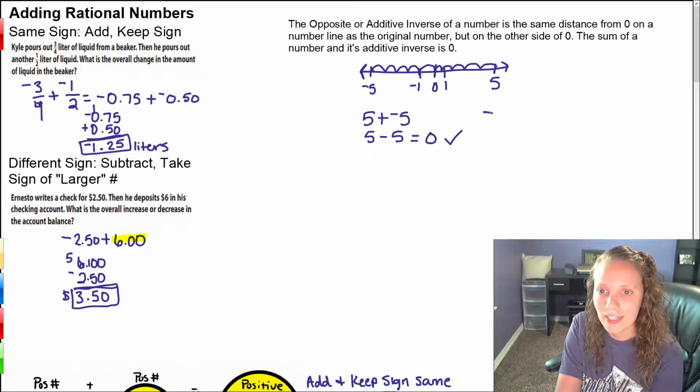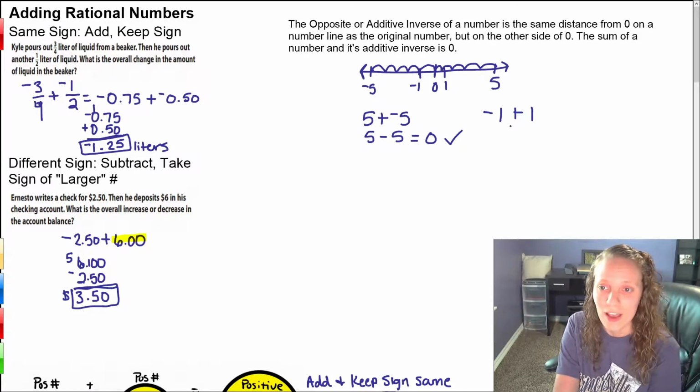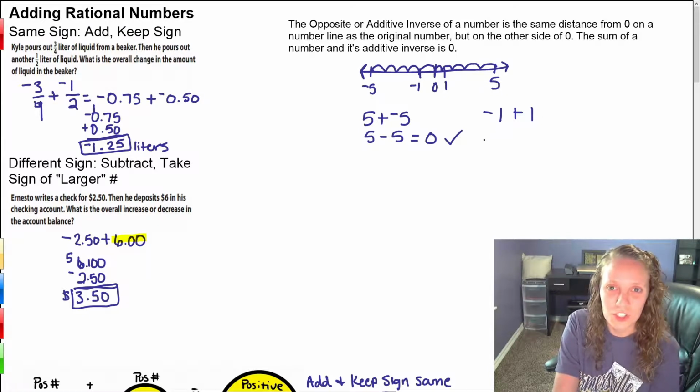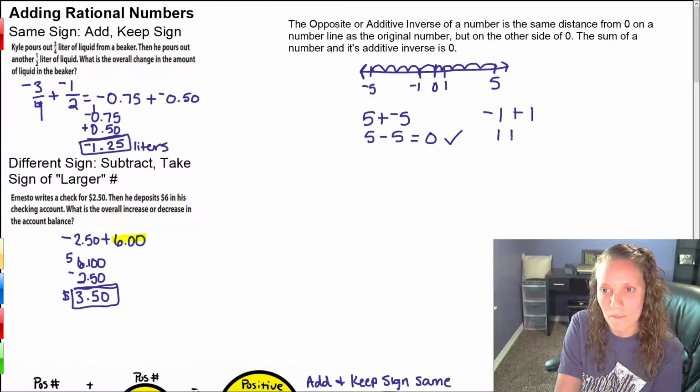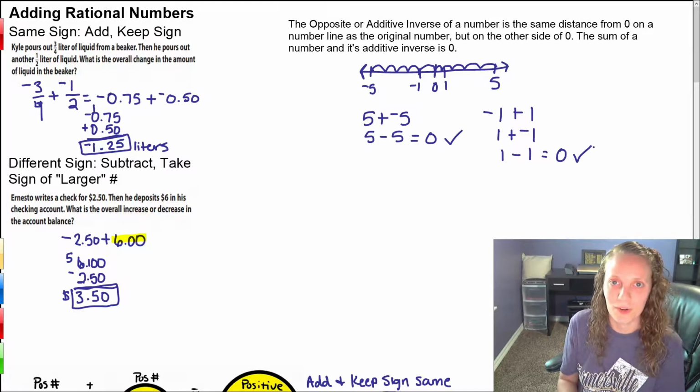Or if we take negative 1 and add that with positive 1, we would need to subtract. The signs are different. I'm going to flip this around too, just so it makes a little more sense to us. And I'm going to do 1 plus a negative 1 and then subtract 1 minus 1. And that does, again, equal 0.